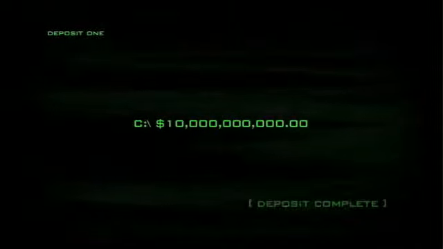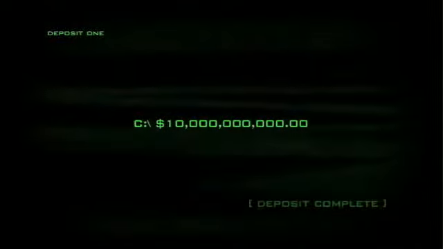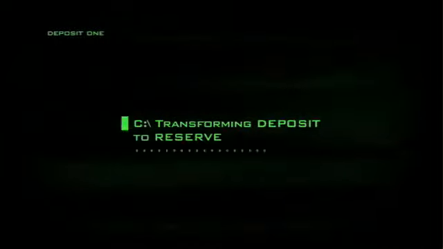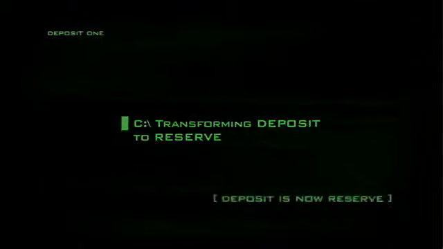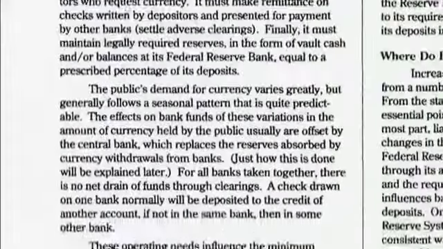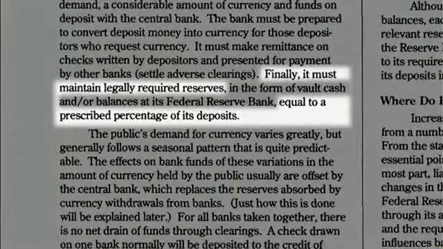So, the exchange has been made and now $10 billion sits in a commercial bank account. Here's where it gets really interesting. For as based on the fractional reserve practice, that $10 billion deposit instantly becomes part of the bank's reserves, just as all deposits do. And regarding reserve requirements, as stated in Modern Money Mechanics, "a bank must maintain legally required reserves equal to a prescribed percentage of its deposits."